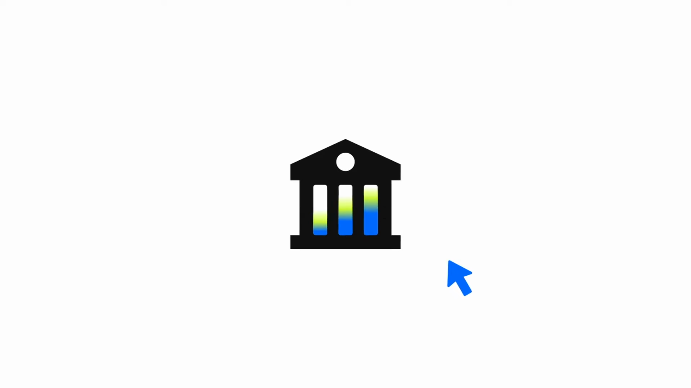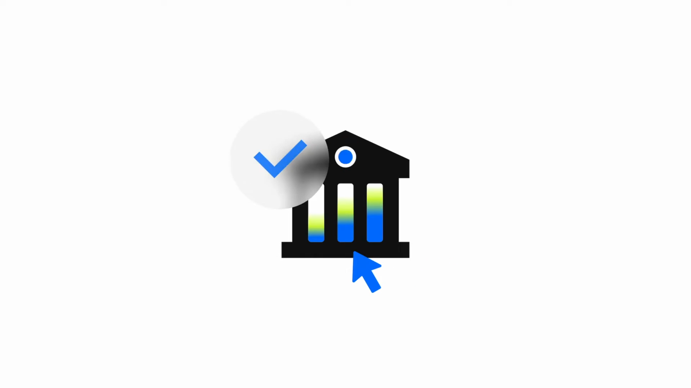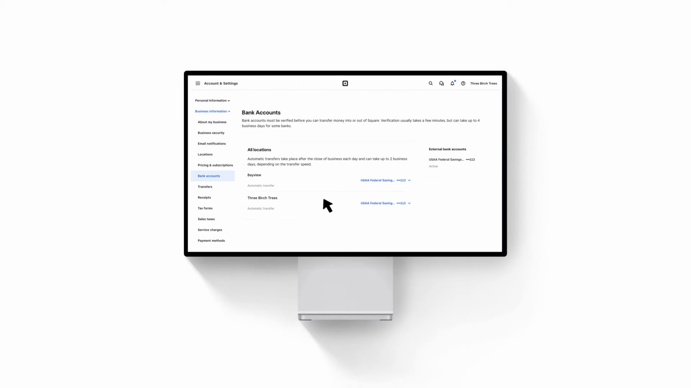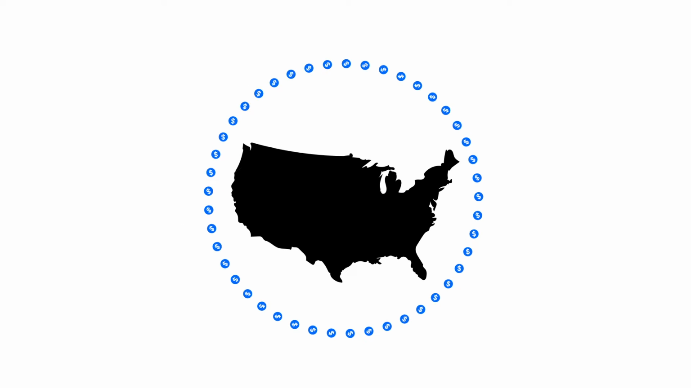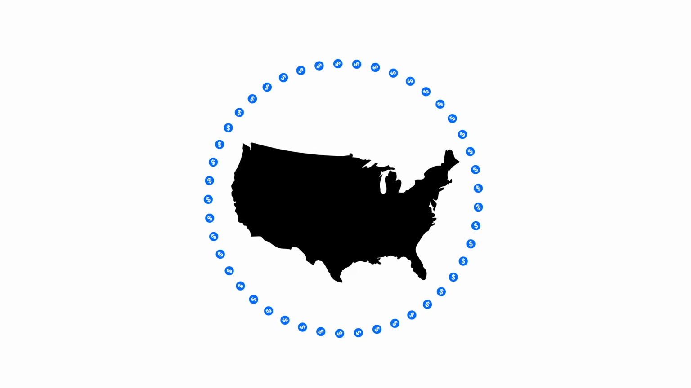With Square, you can link and edit your bank account quickly and easily from the Square app or your online Square dashboard. Before you get started, there are a few things to keep in mind to make sure you're ready to link your bank account. You'll need to link a United States bank account to process payments using a US Square account.